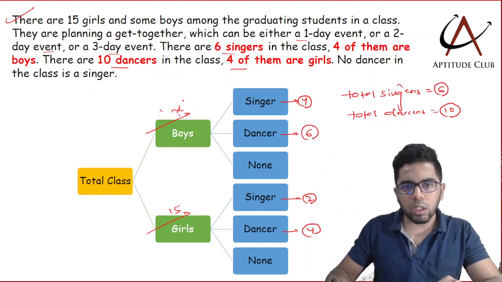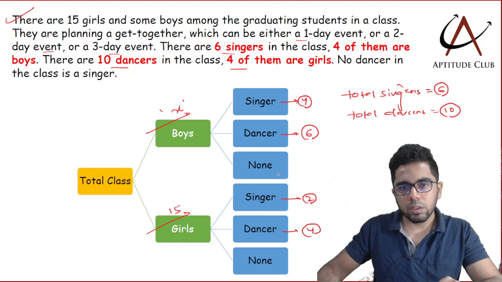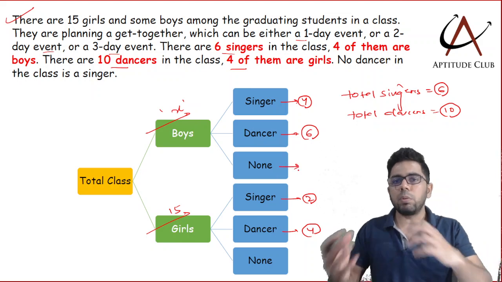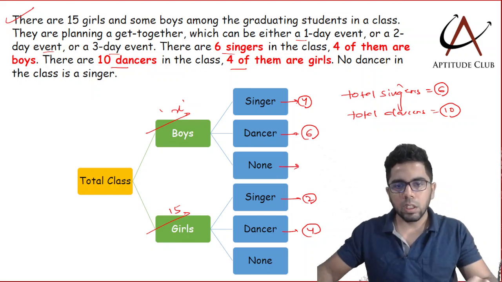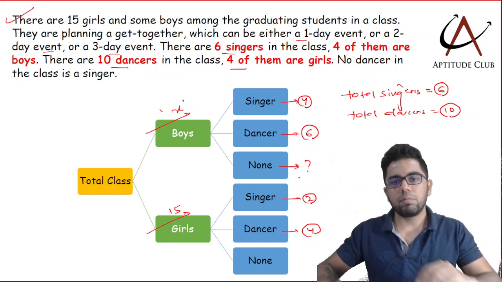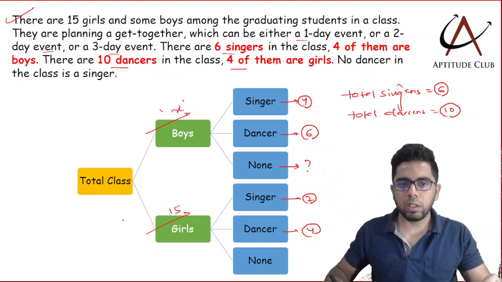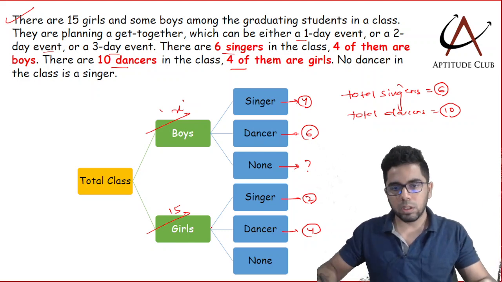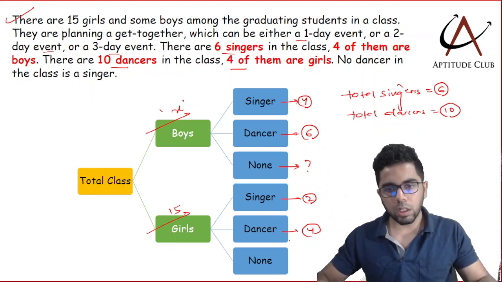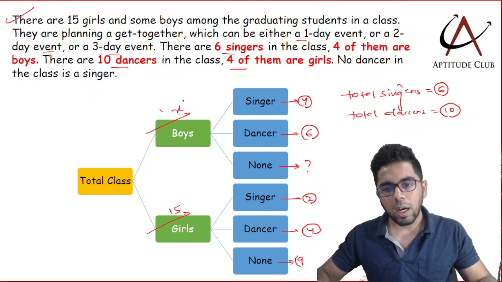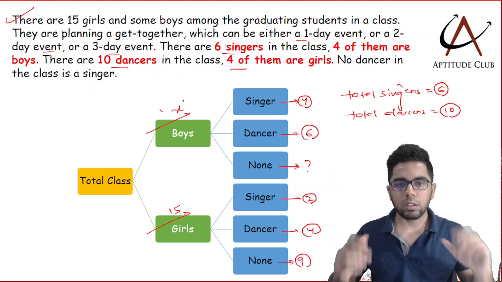Now I don't know the total number of boys, so here that makes 10. So there will be people who are neither singers nor dancers. Now we don't know how much of them belong to the boys category, because that information is not provided, but we do know the total number of girls, out of which 2 are singers, 4 are dancers. So the remaining 9 are neither singers nor dancers.